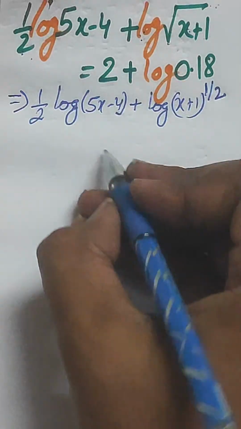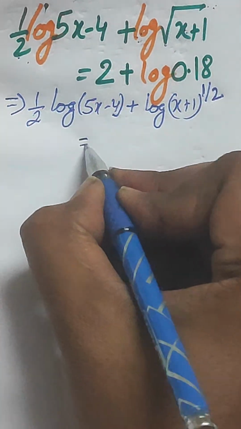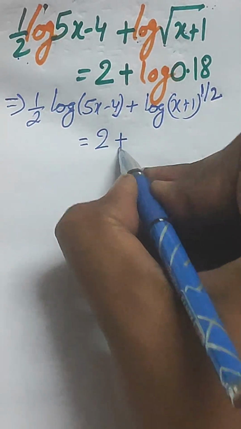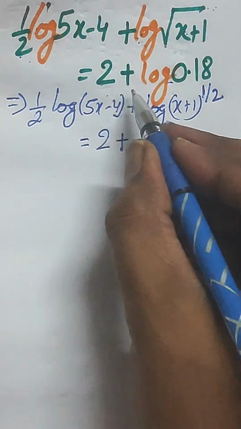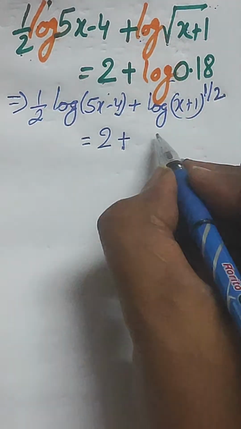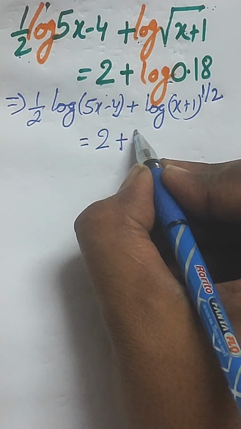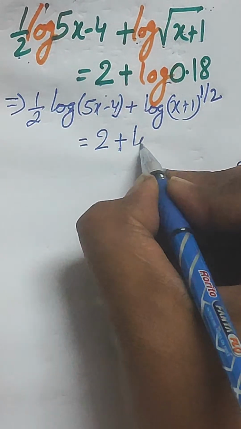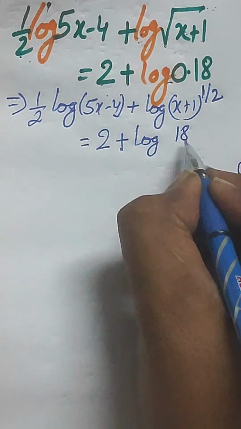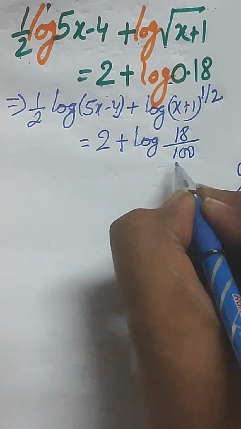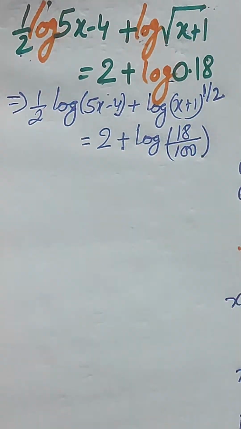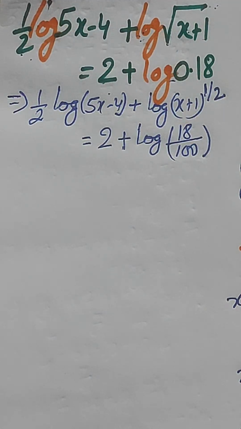Now into the last step, you can see in the RHS we have 2 plus log 0.18. So log 0.18 can be written as log of 18 divided by 100, isn't it? This can be written like this, right?